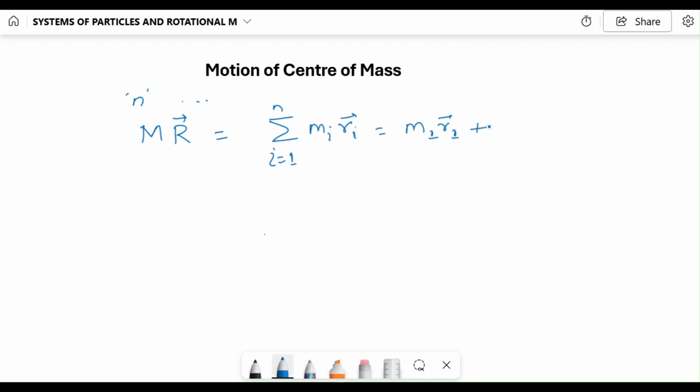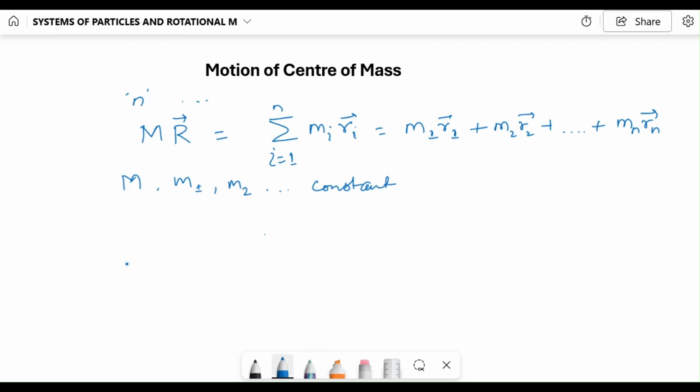So it will be m1 r1 plus m2 r2, and we have n number of particles in this system, so it will be up to mn rn vector. So this is total mass of the system. This is position vector for center of mass, and this is mass of first particle times position vector of the first particle, and then it continues. Now remember we are taking these masses to be constant, meaning m1, m2, and all these masses are constant.